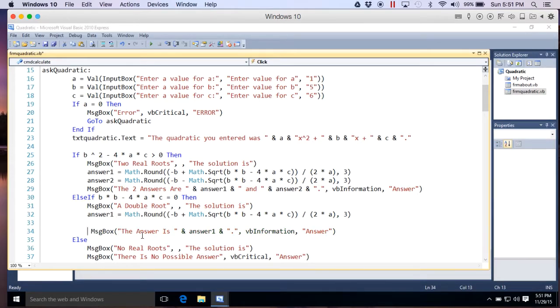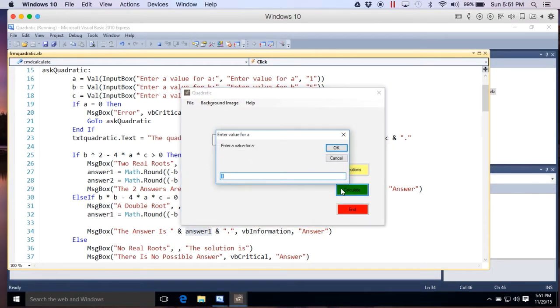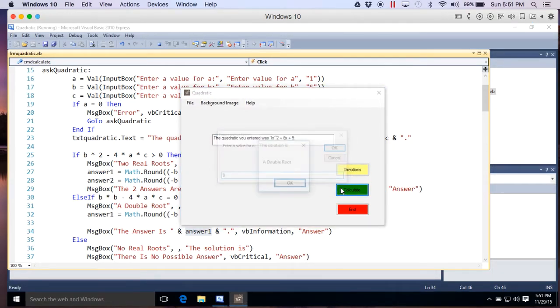And then message box, the answer is, look at that space again. Connect that to the answer with a period at the end. VB information, answer. And I know the test for that, a good one is 1, 6, and 9. Double root, I knew that. Here is the message box. This is VB information, this blue circle with the I. The answer is, there's a space after the S, then -3, and then a period. And here's the title of the message box, answer. That's what that line does. And that's what that prompt, here's that VB information.